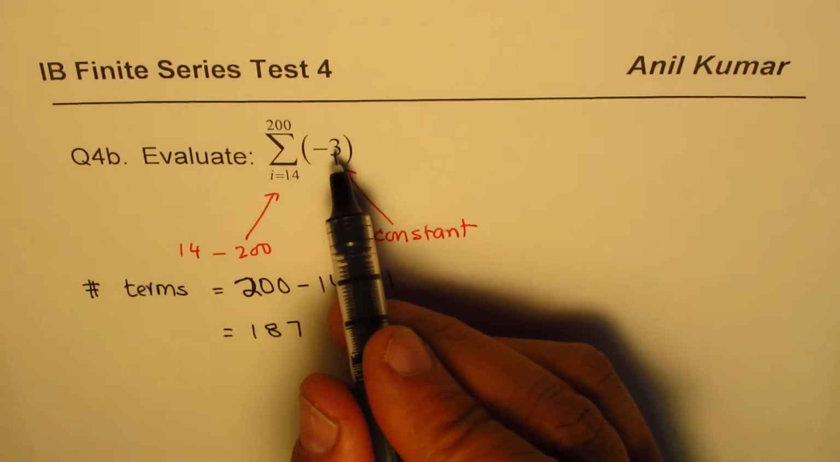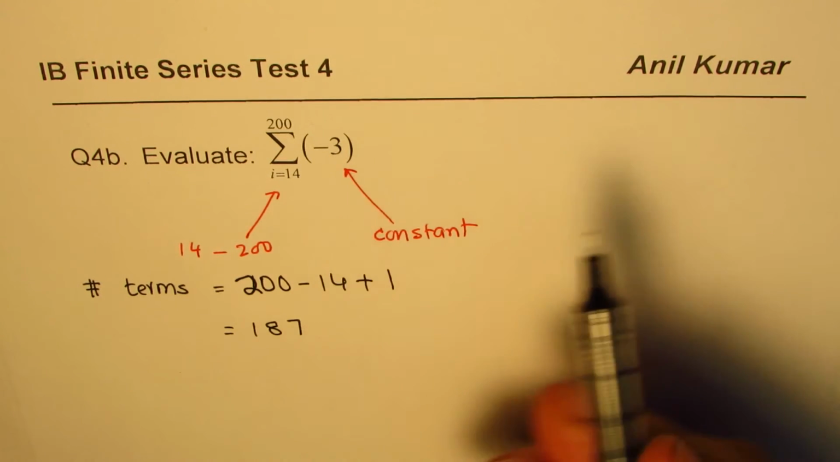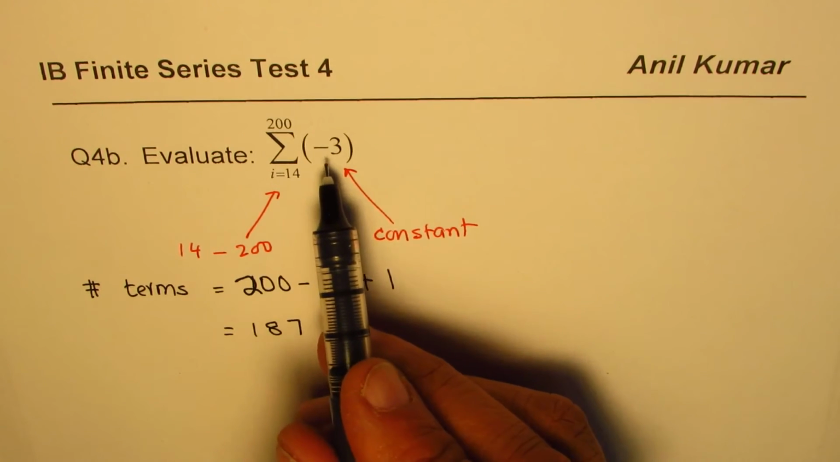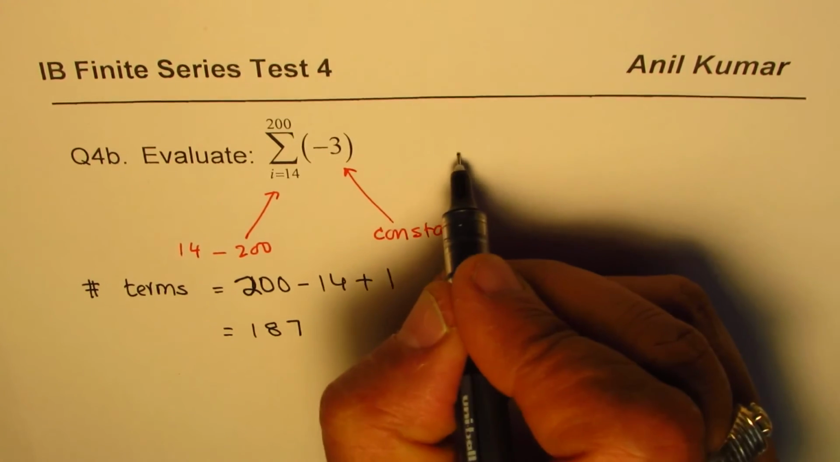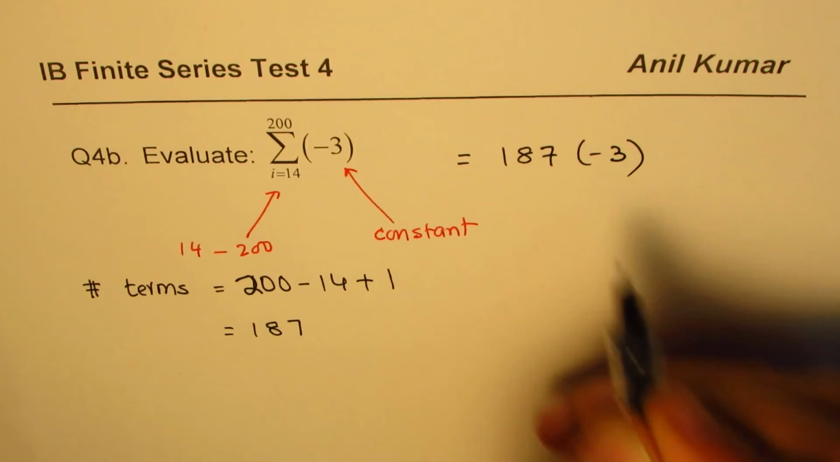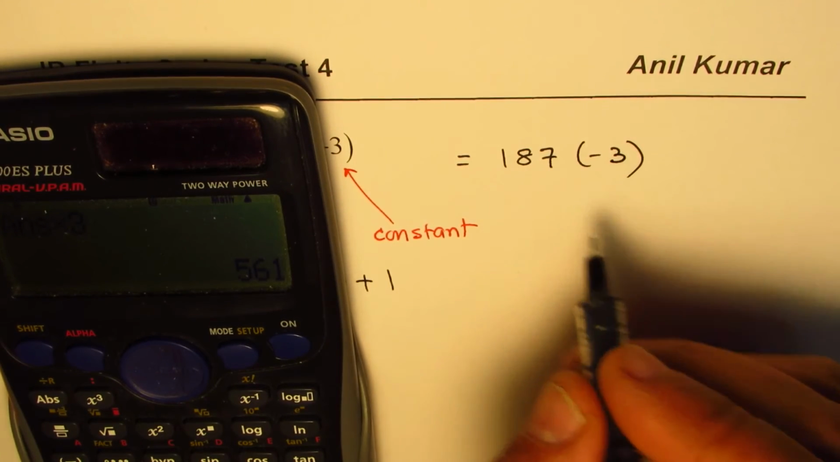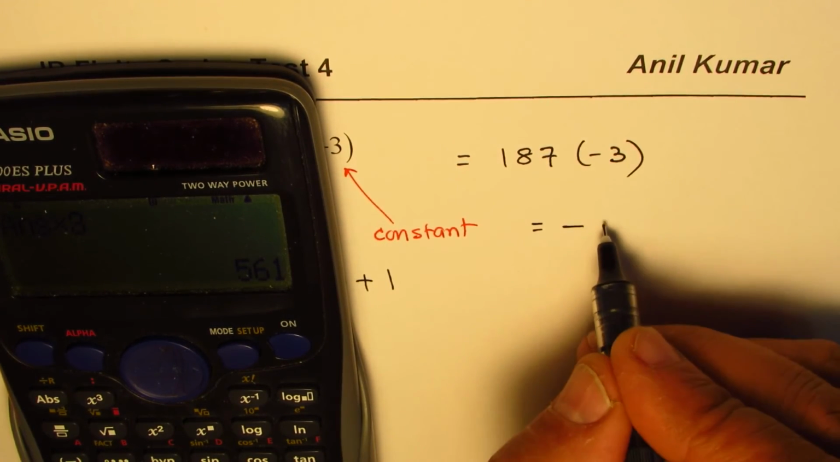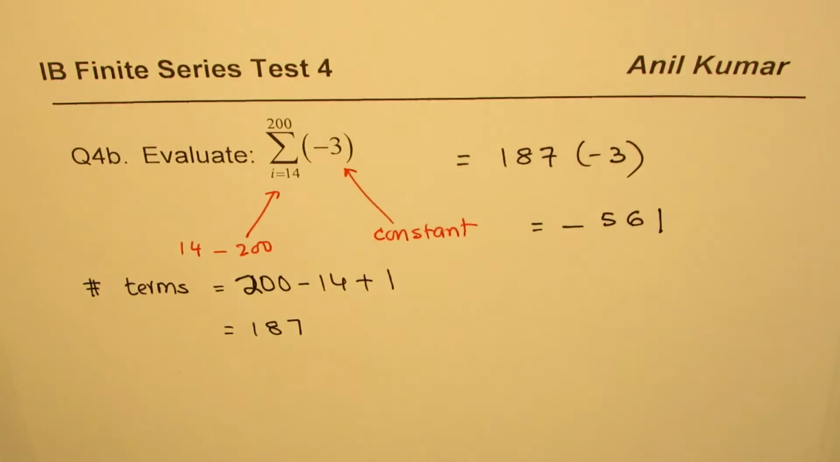Now since it is a constant, it will be multiplied by the number of times it is being added, right? So it is minus 3 plus minus 3 plus minus 3, 187 times. And therefore, you could write this answer as 187 times minus 3, right? So we'll multiply 187 by 3 and put a negative sign. So that is equal to negative 561, correct? So that is how you could do such questions.